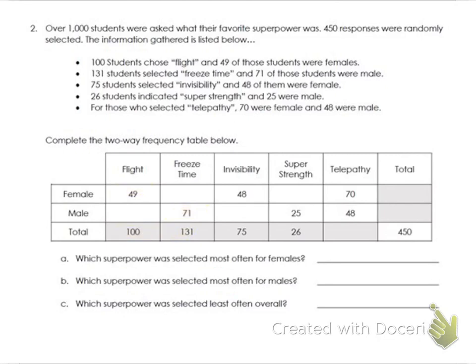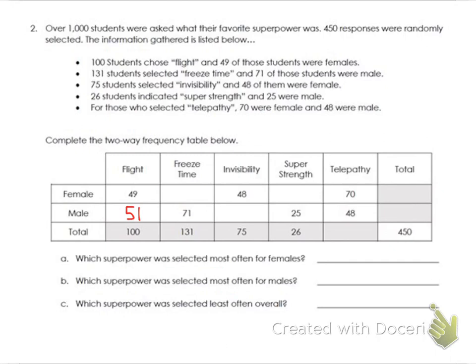So now we are just going to complete the table based on addition, subtraction, whatever it may be. We know that there's 450 total students who were randomly selected out of the survey, so that definitely needs to be our last number, which I put right there. Okay, so looking at flight. If we know that 100 students were surveyed and 49 of them were female, that means that I can do some basic subtraction and get 51 male, because 49 plus 51 is 100, so that makes sense.